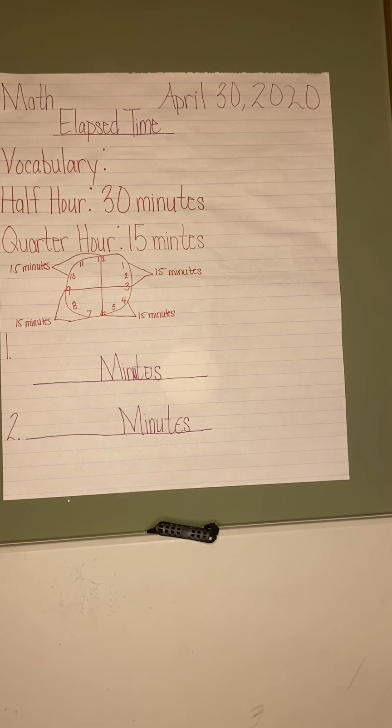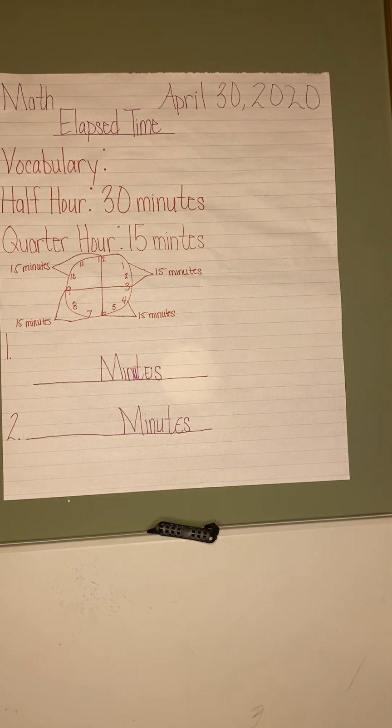All right, let's look at elapsed time. The objective for this page is to determine how much time has passed from start to finish. Your vocabulary words are half hour, quarter hour, and hour.